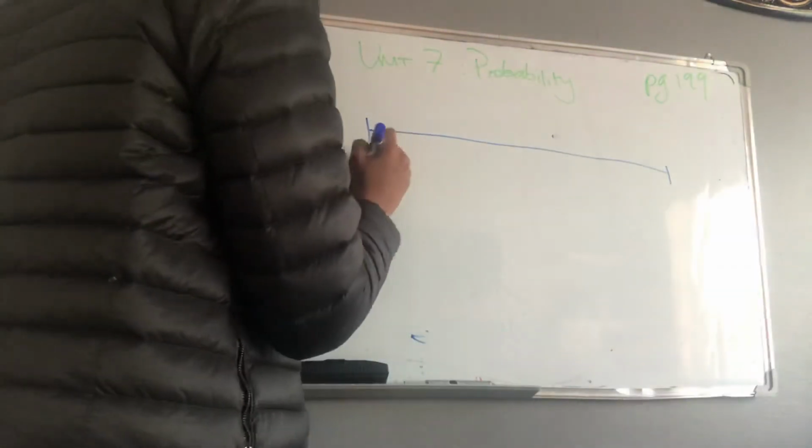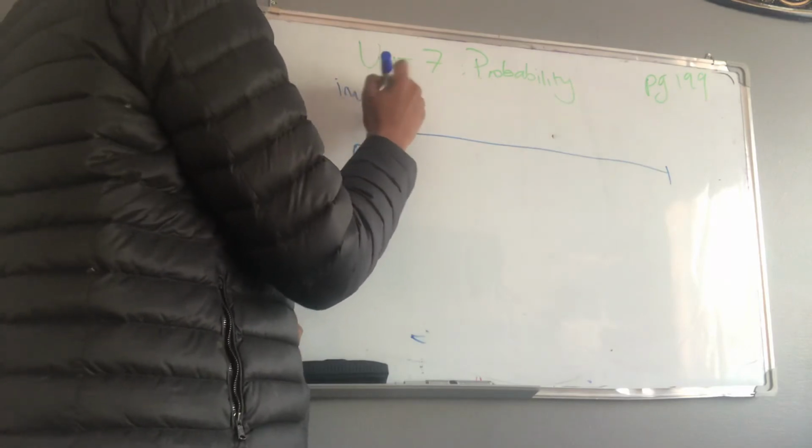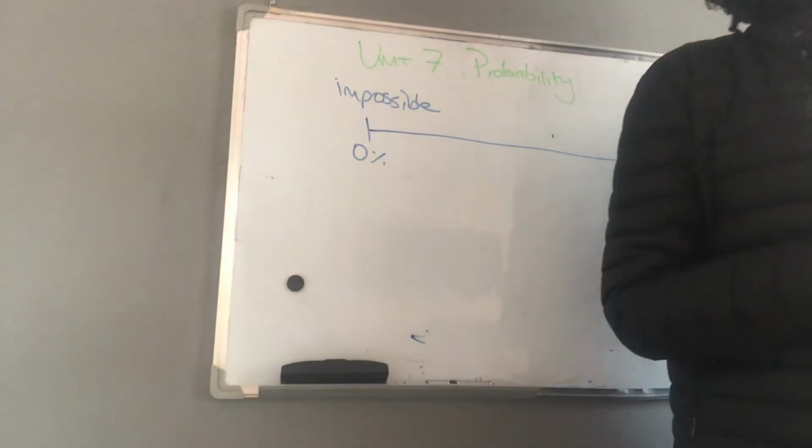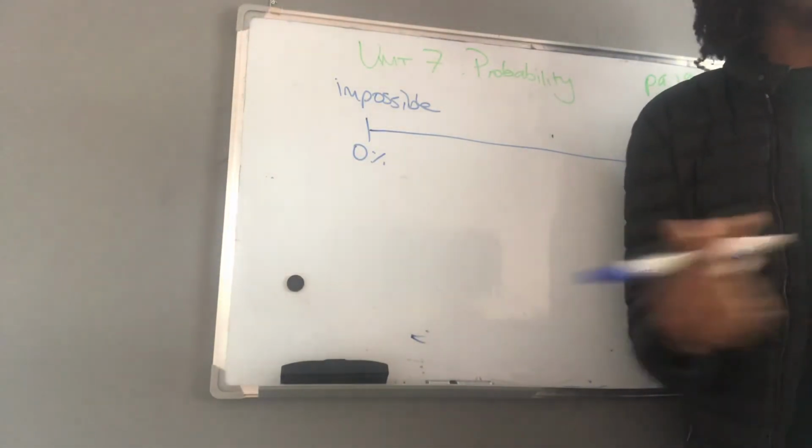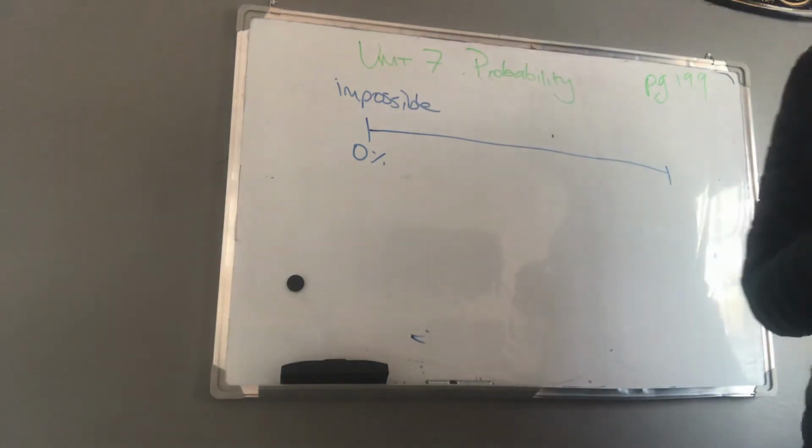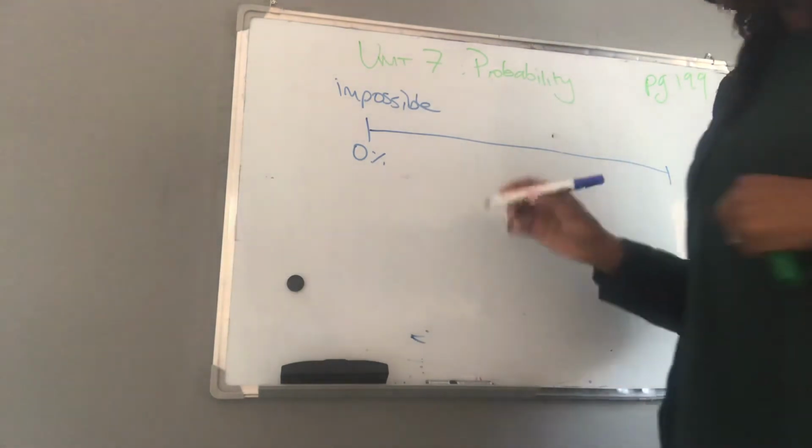So the probability of something being impossible on that scale, if it's in terms of percentages, at 0% that's when something would be impossible. It's not going to happen. The chances of me going to the moon tomorrow is 0%. Highly unlikely. Then you have your 50%, which is your equally likely.